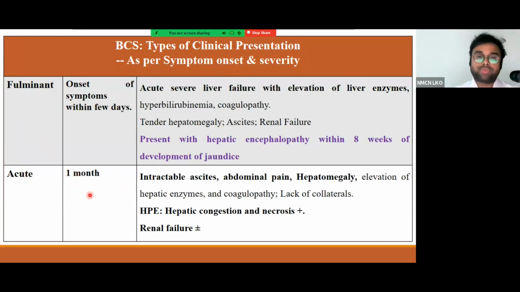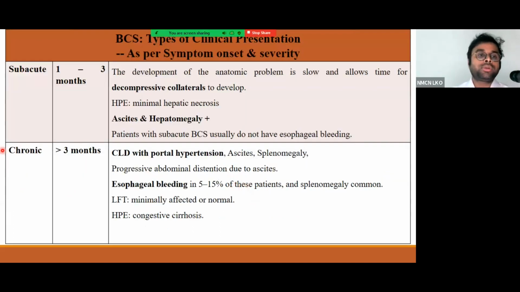Acute, it presents in 1 month. It presents with a triad of intractable ascites, abdominal pain, and hepatomegaly. In subacute and chronic forms, subacute develops in 1 to 3 months, there is sufficient time for collateral development. So hepatic dysfunction is not that severe. They have variable presentation and may present with ascites and hepatomegaly. Chronic presents in a duration of more than 3 months with CLD, portal hypertension, and esophageal bleeding.